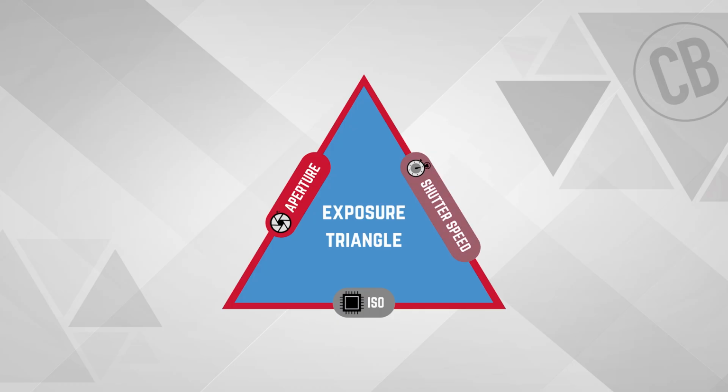The second element of the exposure triangle is shutter speed. Shutter speed is how long the shutter stays open to take a photo. When it's closed, it blocks the light from hitting the sensor. When it's open, the light will hit the sensor. The shutter speed can be either fast, meaning it opens and closes very quickly, or slow, meaning it opens, stays open for a while, and then closes.